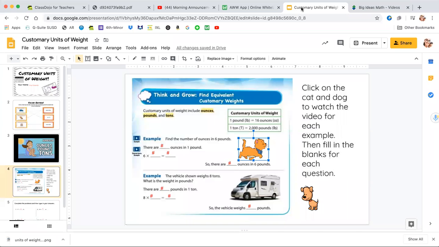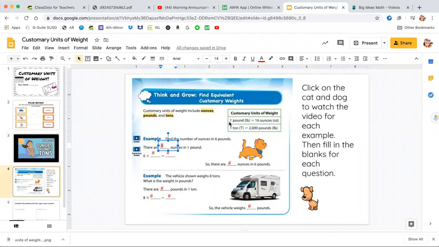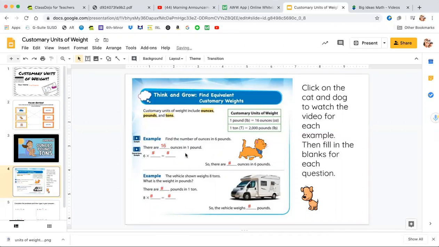So if we're looking back at this customary units of weight assignment, we're looking at the first example, which is find the number of ounces in 6 pounds. We can look over here at this chart, we know that 1 pound is equal to 16 ounces. So we know that there are 16 ounces in 1 pound. So I just put the number 16 in there in the blank.